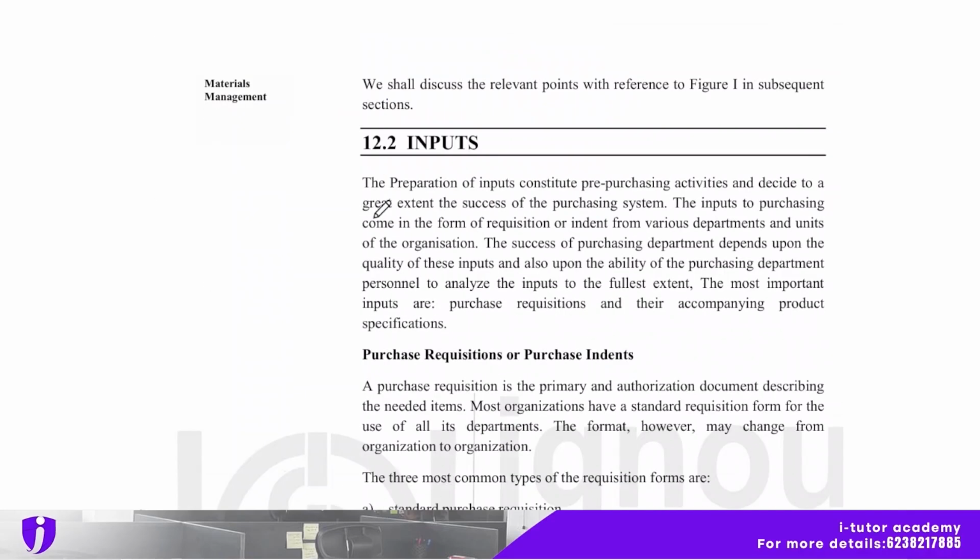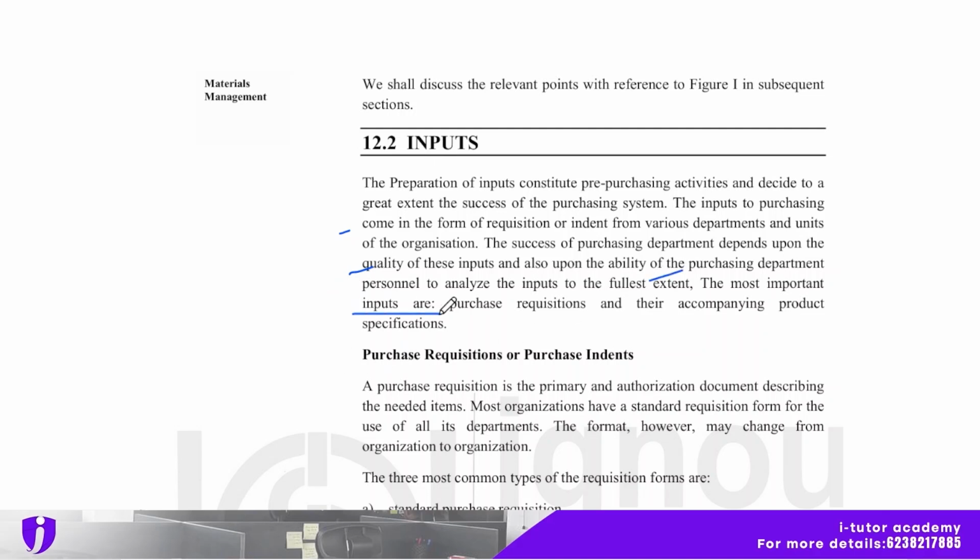So what is input? The preparation of input constitutes pre-purchasing activities and decides to a great extent the success of the purchasing system, and the input to purchasing comes in the form of requisition or indents from the various departments and units of the organization, and the success of the purchasing department depends upon the quality of this input and also upon the ability of the purchasing department personnel to analyze the input to the fullest extent.